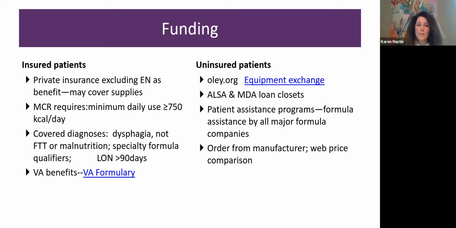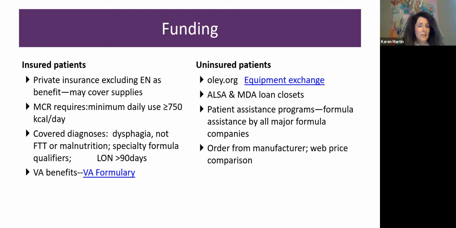And then if you have VA benefits, it doesn't matter if your problem is respiratory related, you can get the product that way. So many of our patients utilize their VA benefits. Here are some options for patients that are uninsured or don't have the coverage. I will say, I think Blue Cross Blue Shield Federal might cover the formula in certain cases, but a lot of them don't.